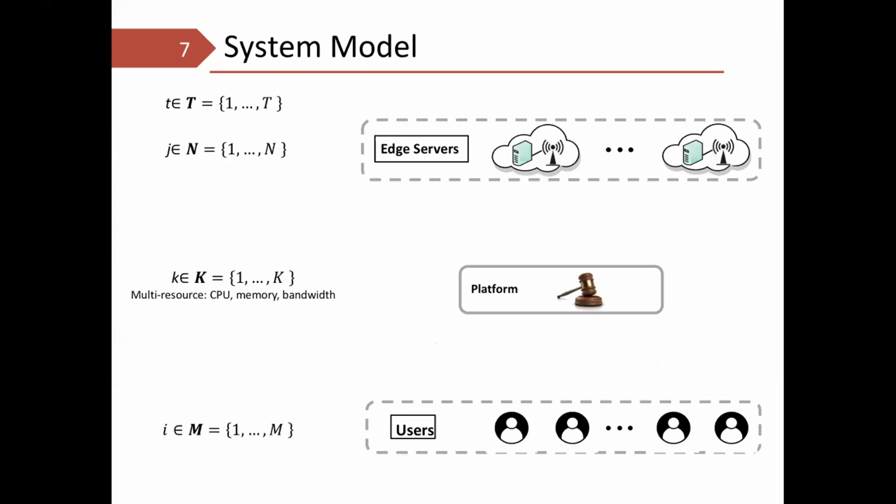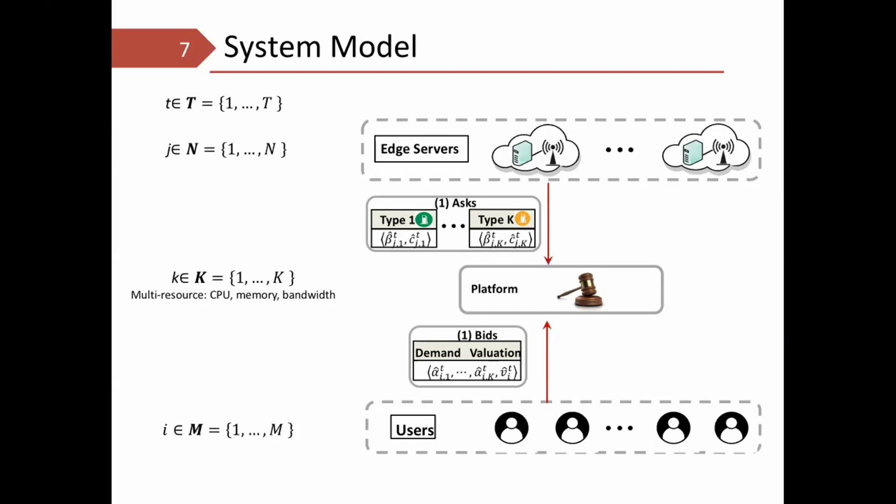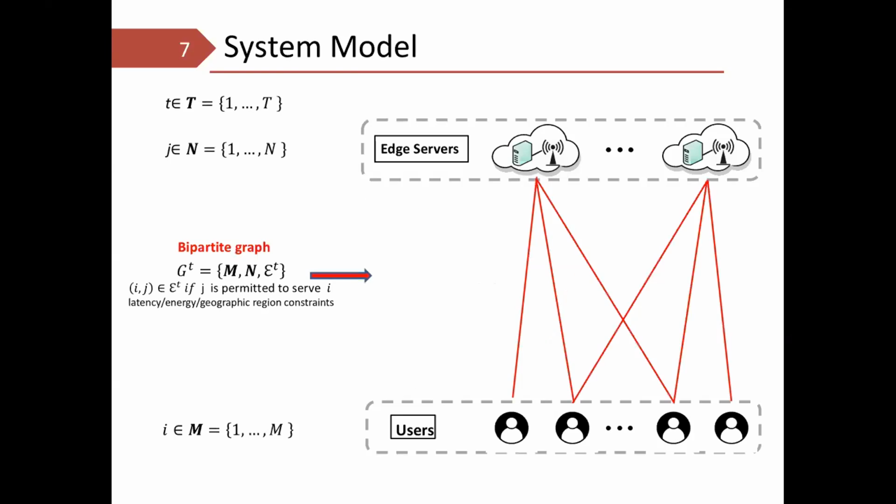Let's look at this picture. Suppose there are M users competing for K types of resources from N edge servers. The time is discretized into slots. In every slot, one round of resource trading is carried out. Each user submits bids to the platform specified by its desired resource bundle and valuation. Meanwhile, edge servers participate in the market by submitting asks specified by the supplied capacity and resource cost. For any slot t, the market model can be captured by a bipartite graph G_t. To realize computation offloading, the connections between users and servers are subject to latency, energy, or geographic region constraints.